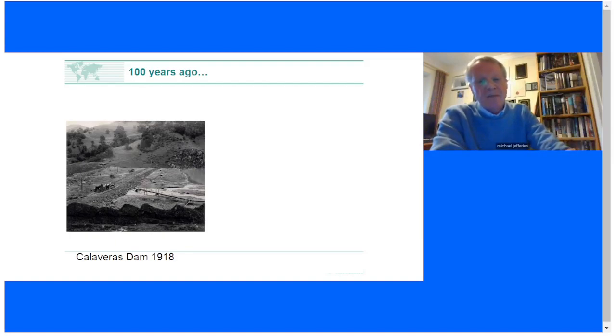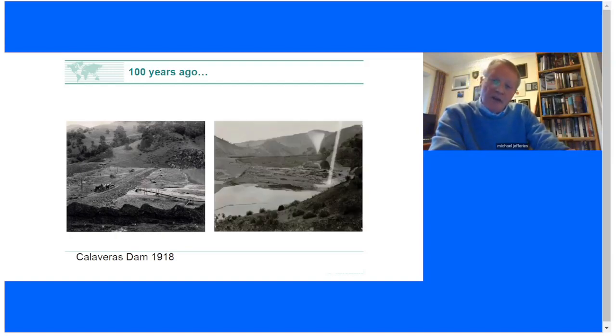This is Calaveras Dam. And again, you can see on the photograph the spigot pipe and the fill being deposited. And if you look carefully, you'll see the site truck is actually a horse and buggy. I just love that. But the problem is this. This dam, just as it was coming up to the final crest level, went into a flow slide, just like Brumadinho.